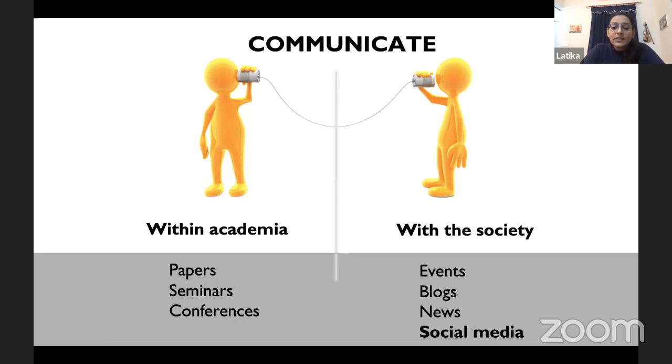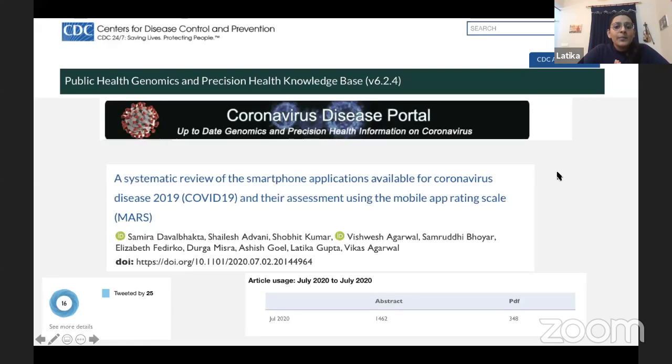So we see that a lot these days, that something comes up and it's remarkable research, especially in the era of COVID-19, then blogs will pick it up and a lot of lay public will resort to that kind of information. Also, news channels feature information, and then social media is the big game, which we will come to in a minute. For example, we conduct a systematic review of smartphone apps available for coronavirus disease.